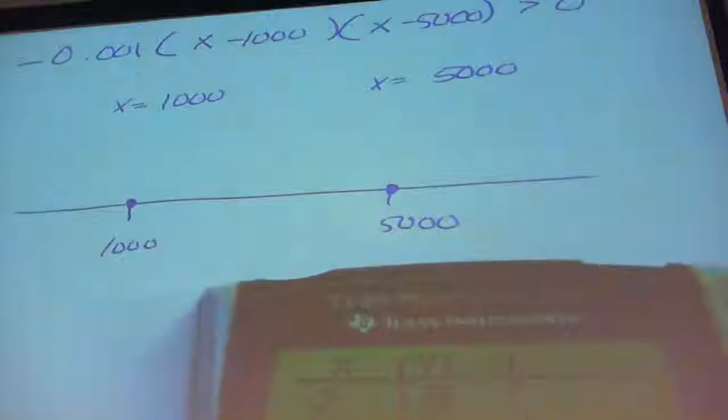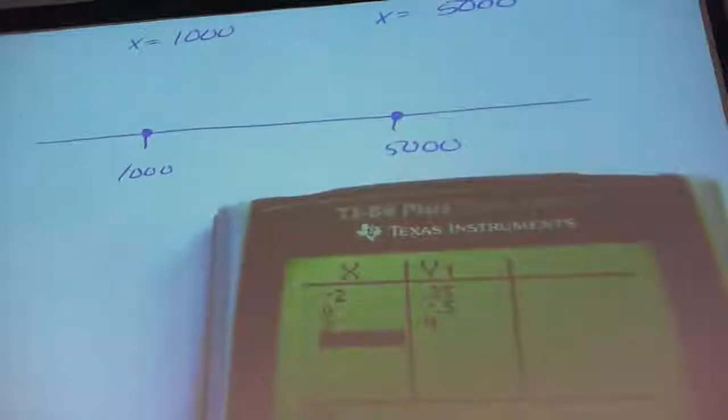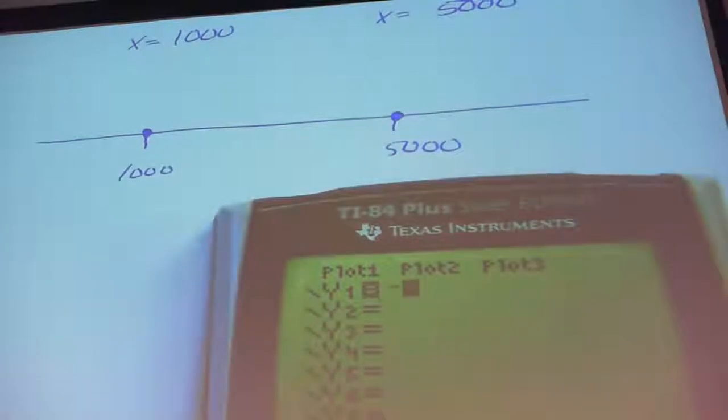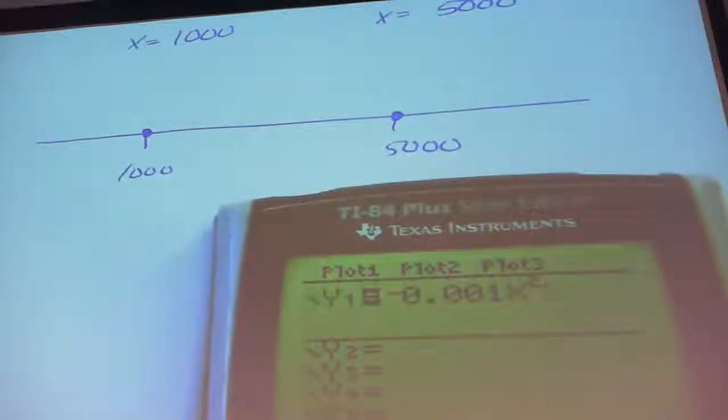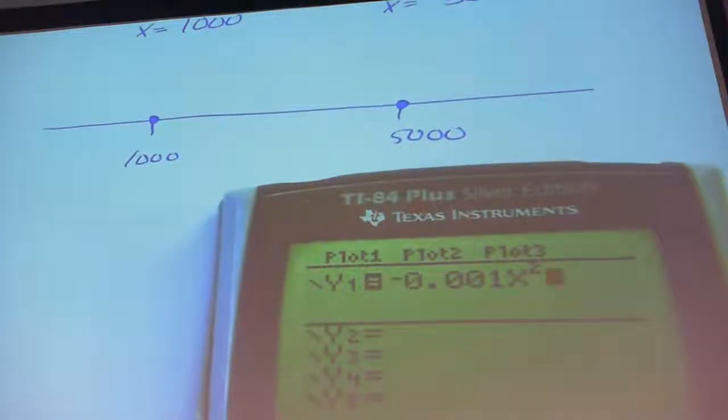So let's go to our calculator. Let's go to y equals, and let's just type in our original. Negative 0.001x squared plus 6x minus 5,000.